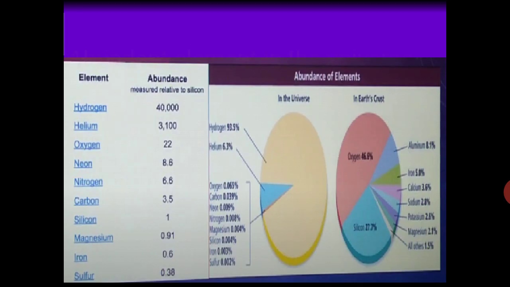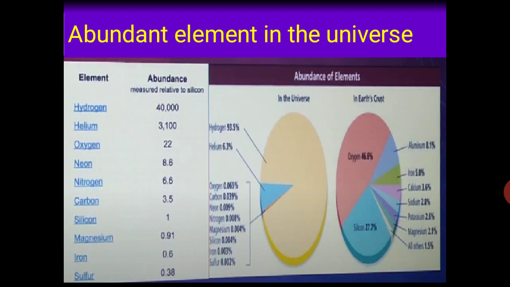Let's talk about the abundant element in the universe. The most abundant element in the universe is hydrogen, that is 93.5%, and then helium, that is 6.3%, then oxygen, carbon, neon, nitrogen, magnesium, silicon, iron and so on. But when we talk about earth, in earth crust the most abundant element is oxygen, that is 46.6%, then silicon, then all other elements.